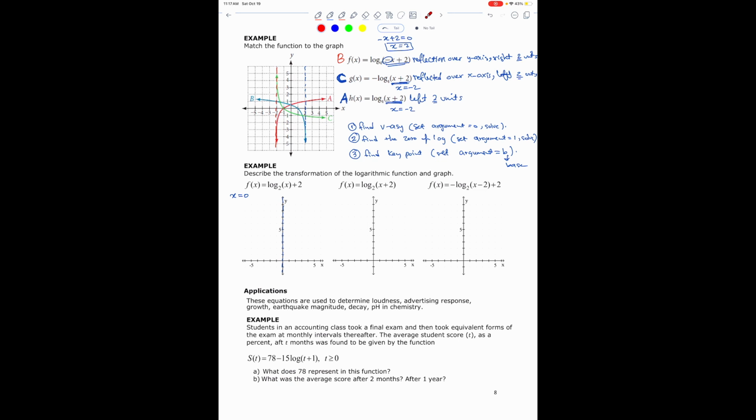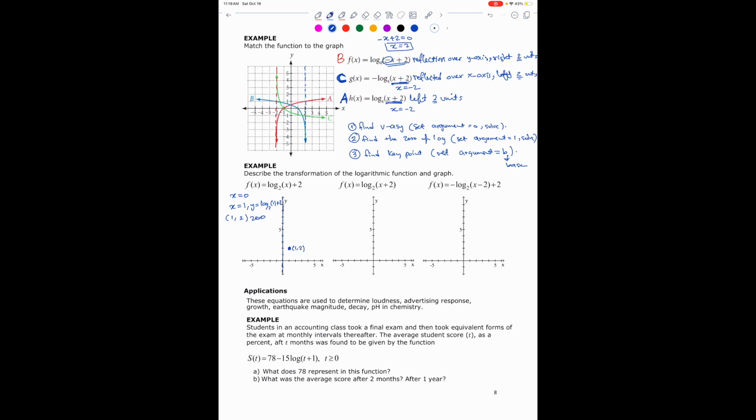Next, we're going to set the argument equal to 1 to find the 0. So we're going to say x equals 1. If you set x equal to 1, you will get y equals log base 2 of 1 plus 2. So you're going to get 2. So the zero is 1 and 2 in this specific case. I'm going to graph it. 1 and 2 is approximately here.